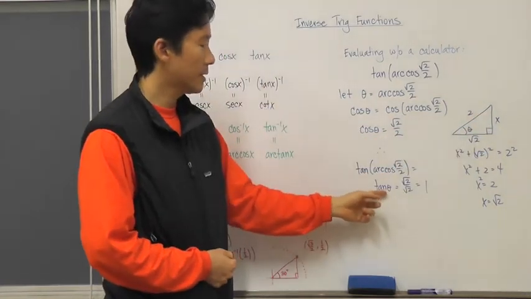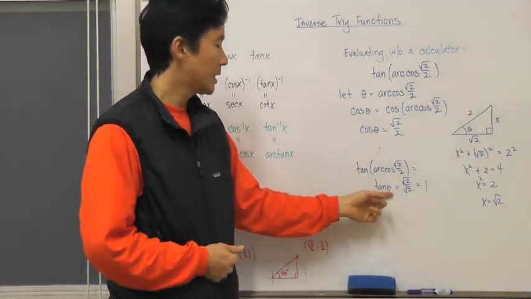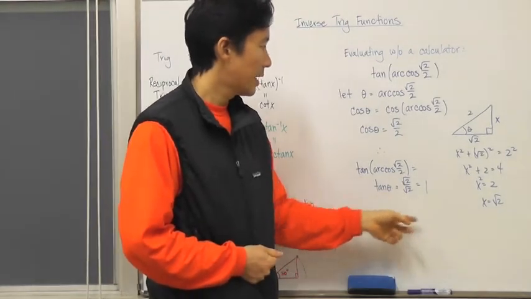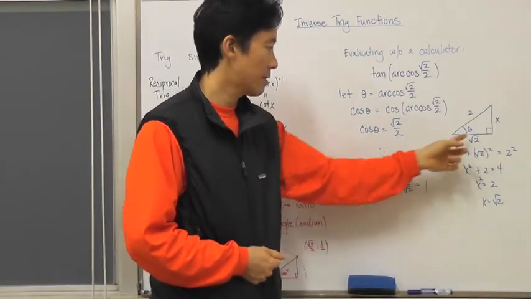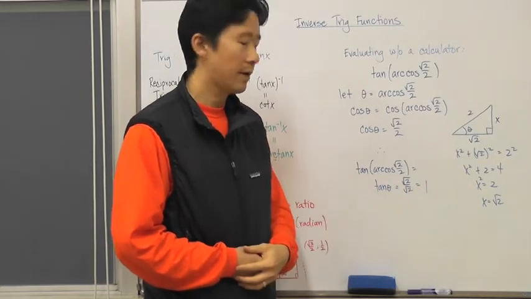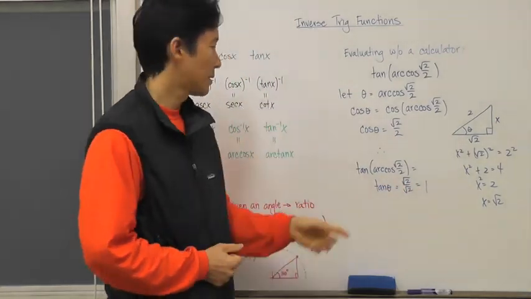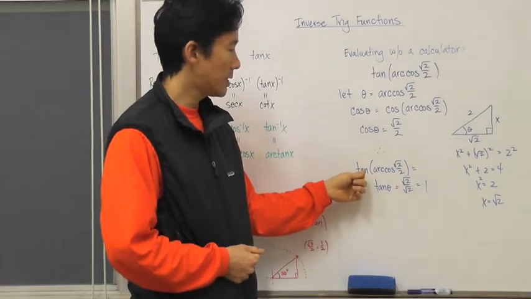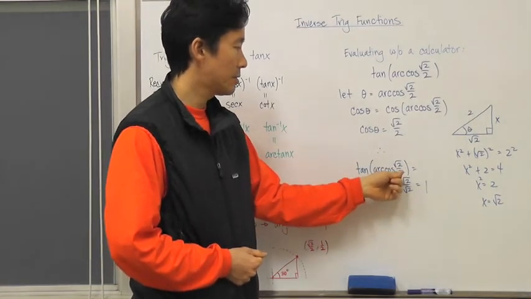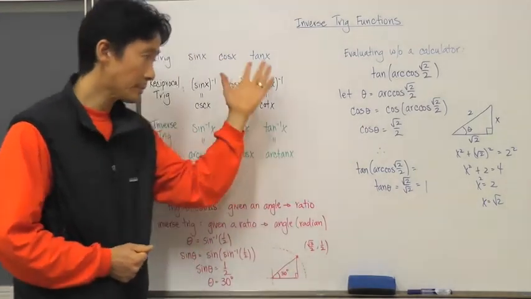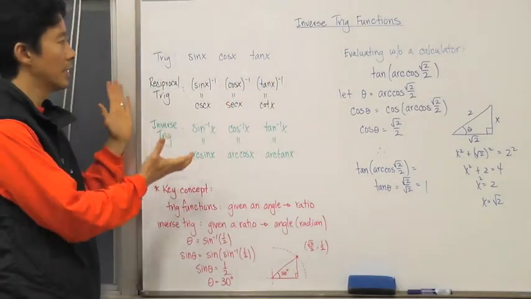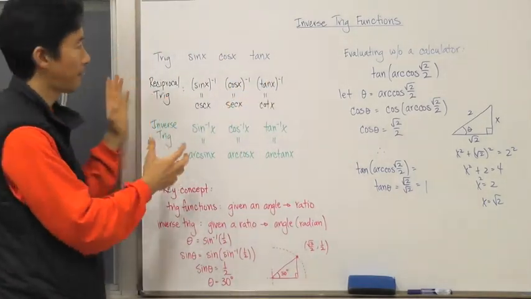And since we know that the tangent is the opposite over the adjacent, and the opposite is the square root of 2 and the adjacent is the square root of 2, that value is just going to be 1. So we can evaluate the tangent of the arc cosine of the square root of 2 over 2 as being 1.